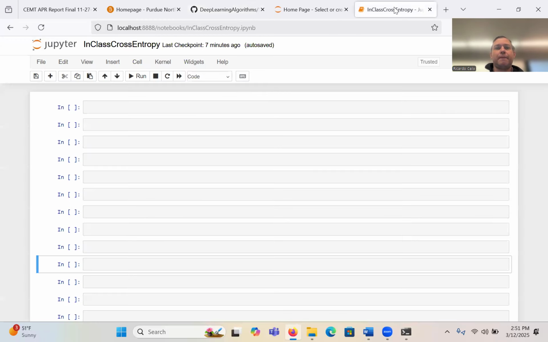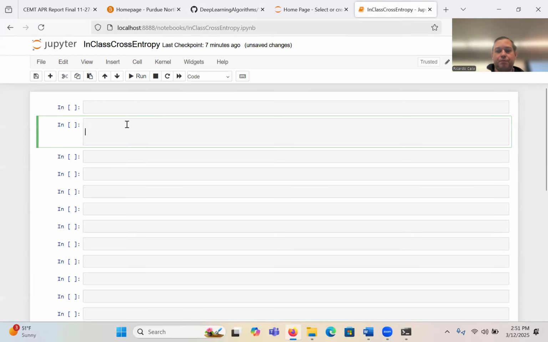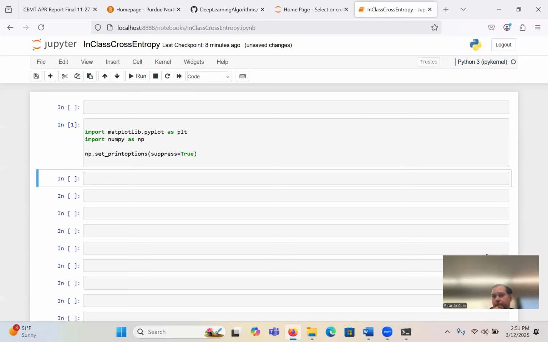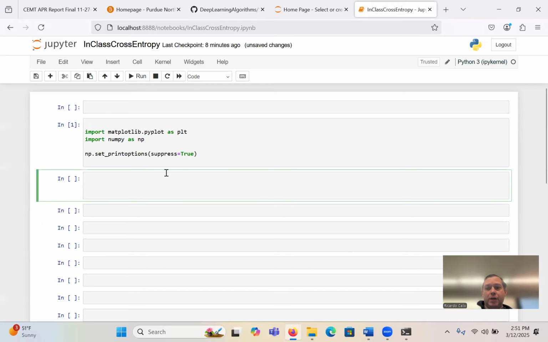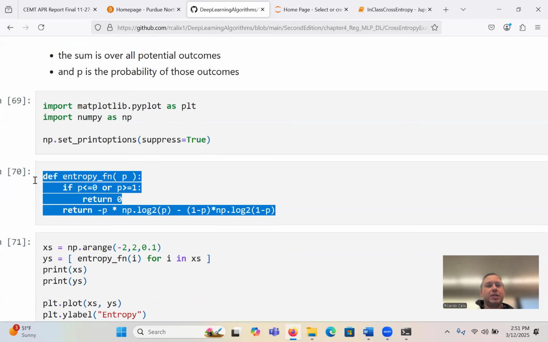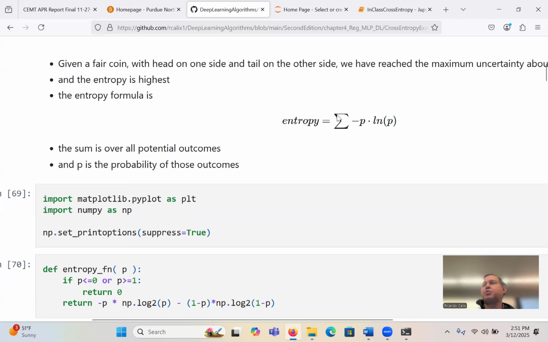So I'm going to copy this to my in-class problem Jupyter notebook. All right, so matplotlib, numpy, hit enter there. Let's give it a minute. All right, it ran perfectly, so no problem. Now I'm going to grab the next part. This function we're going to discuss, but it is essentially trying to capture this, okay? So that's essentially what I'm doing here.